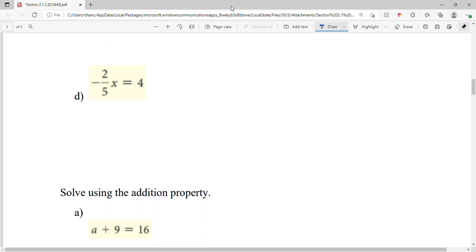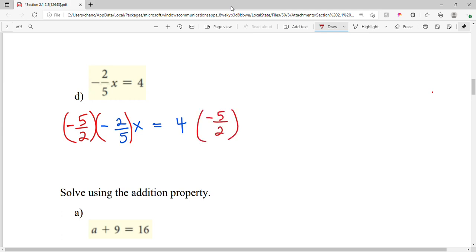For part D, I have a fraction in the front, negative 2/5 times x equals 4. So what I want to do here is to cancel out, or actually reduce, the negative 2 over 5 into a 1. To do that, we're going to use the reciprocal of negative 2 over 5. What that means is I'm just going to take this fraction and flip it over. But since I multiplied the left side by negative 5 over 2, we have to do it on the right side to maintain that equality for the equation.